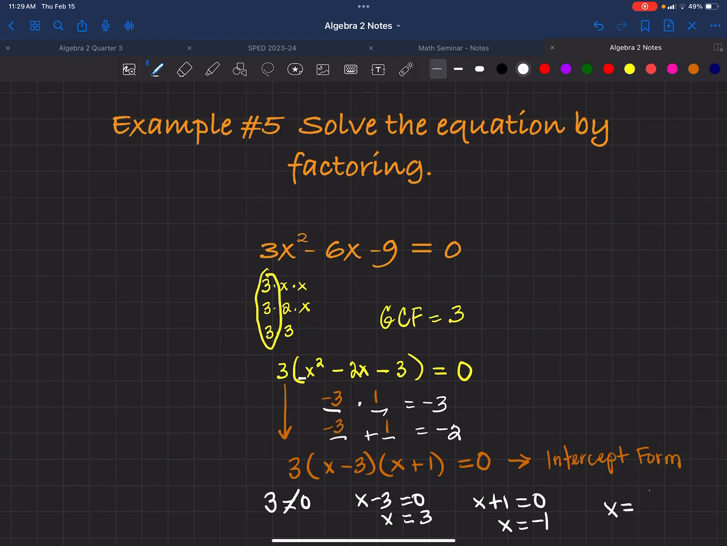If set notation is asked for, you need to write your set with your lowest number first and your highest number last.